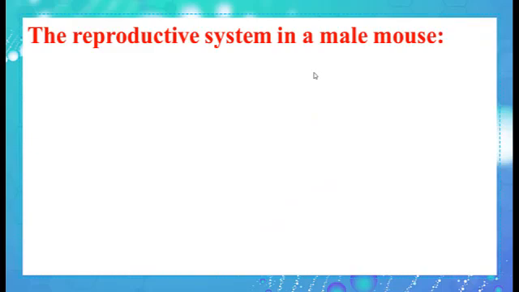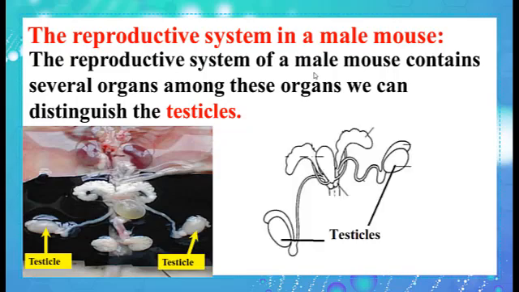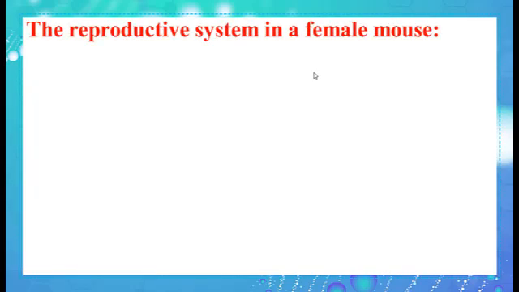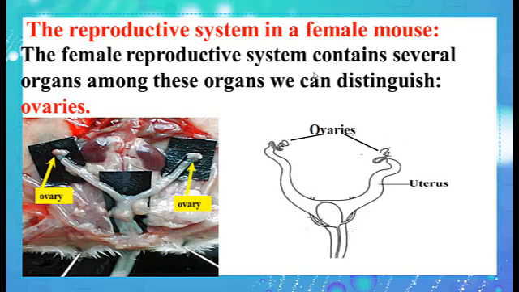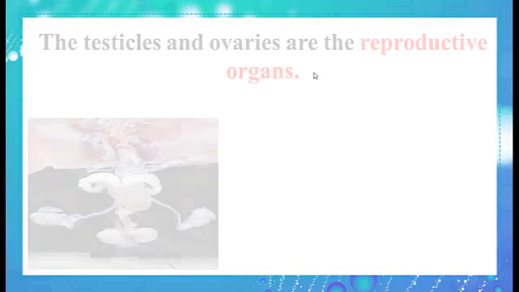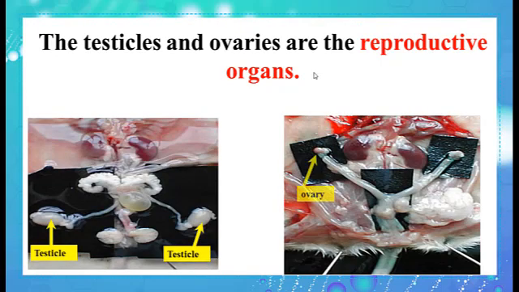The reproductive system in a male mouse contains several organs. Among these organs, we can distinguish the testicles. There are two testicles, and the female reproductive system contains several organs. Among these organs, we can distinguish the ovaries, and it has two ovaries. The testicles and ovaries are the reproductive organs. These are the testicles. There are two testicles and there are two ovaries.